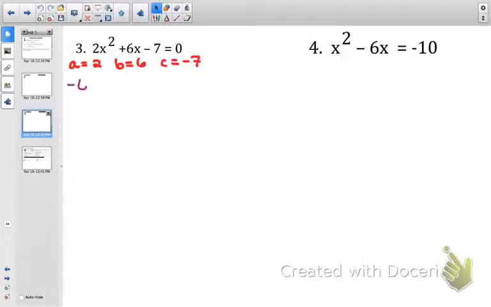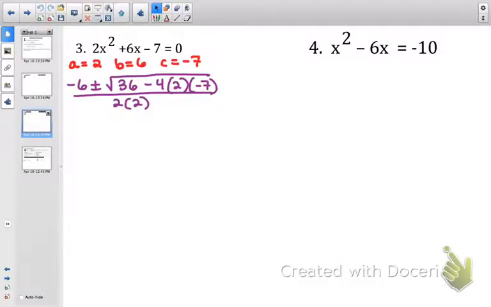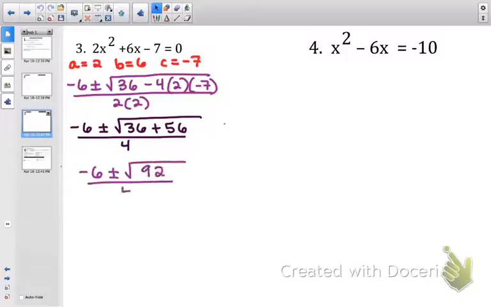Let's go through and plug it in. Negative 6 plus or minus b squared, which is 36, minus 4 times a times c, all over 2 times a. Again, I'm going a little faster, but this is just plugging in and simplifying, so I think you guys can handle it. Negative 6 plus 36 plus 56 over 4. So we get negative 6 plus or minus the square root of 92 over 4.